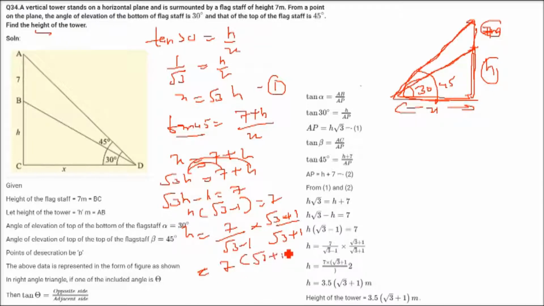7 into root 3 plus 1 above. And root 3 plus 1 times root 3 minus 1 is root 3 whole square minus 1. That is 3 minus 1, that is 2. So 7 by 2 is 3.5. And then we have root 3 plus 1. So 3.5 times root 3 plus 1. This is the answer.